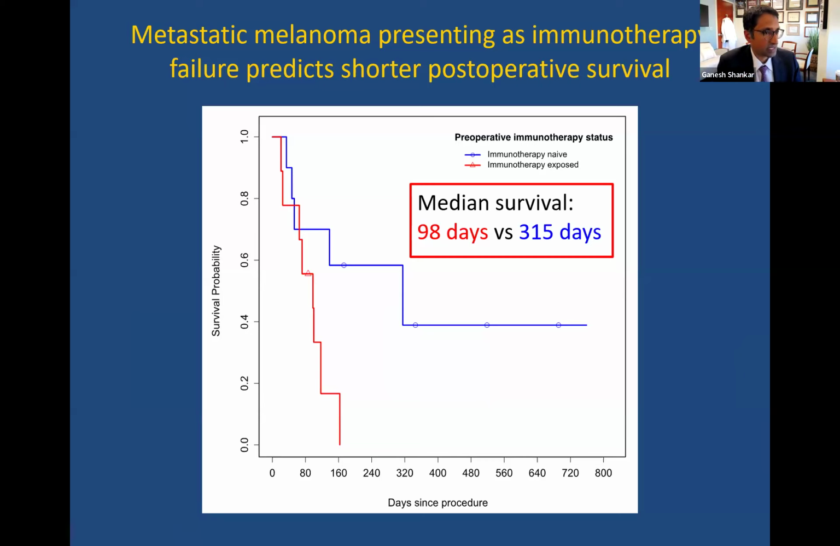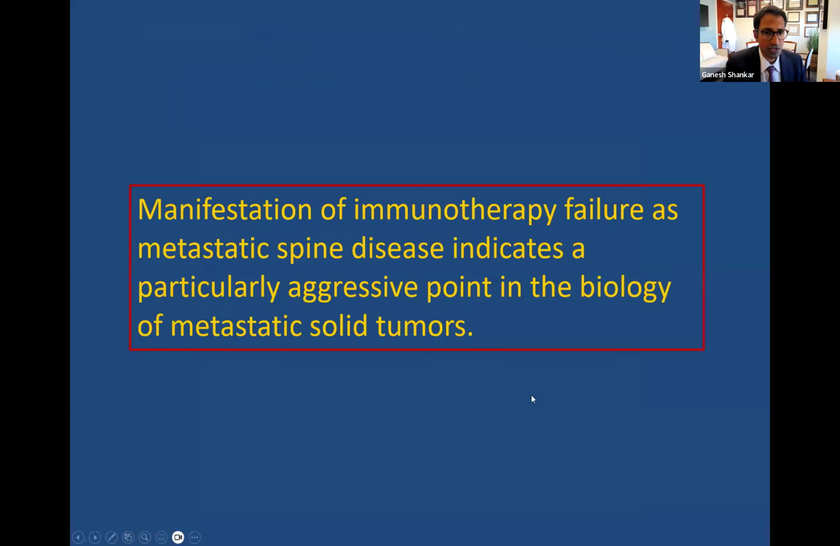For patients who are presenting as immunotherapy naive, as shown in blue, they had an overall survival that approached 315 days. And so it was very different if they were an immunotherapy failure versus immunotherapy naive, because it indicated that there was an option for patients to respond to some form of systemic therapy. And so what we believed back then is that manifestation of immunotherapy failure as metastatic spine disease indicated a particularly aggressive point in the biology of metastatic solid tumors.